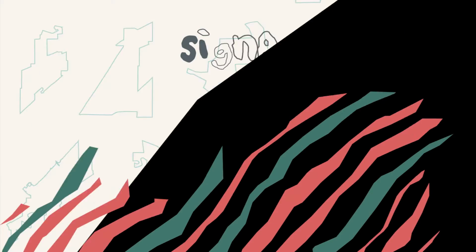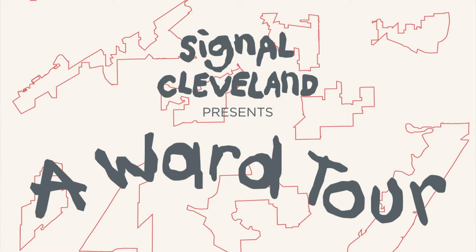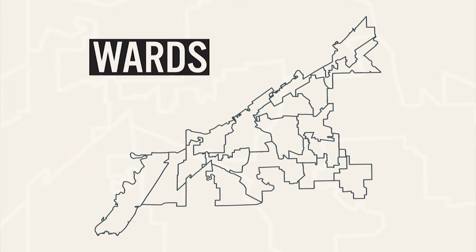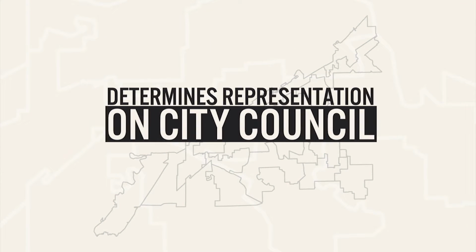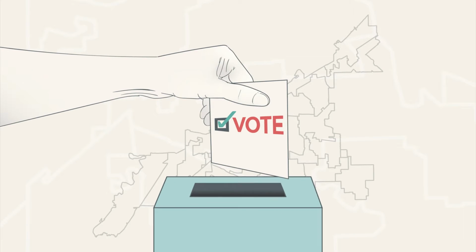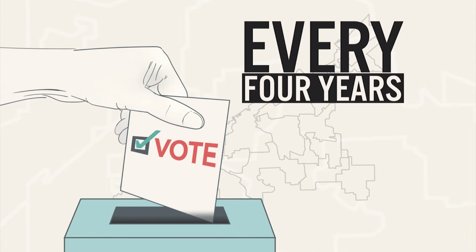Cleveland City Council is getting ready to begin its once-in-a-decade ward redistricting process. But what exactly goes into that? Let's zoom out. A ward is a political boundary used to determine representation on Cleveland City Council. Regular elections for those seats are held every 4 years.